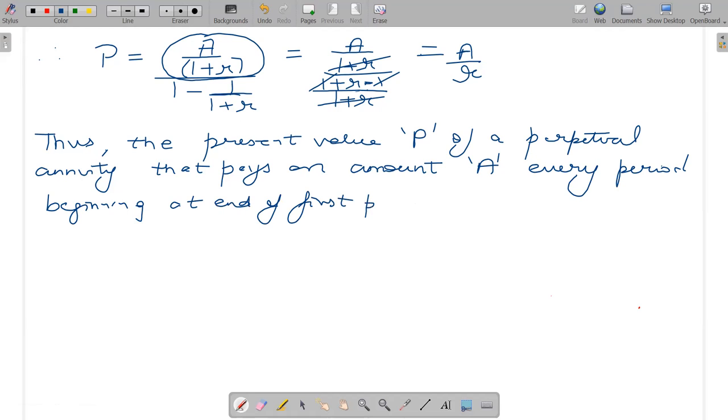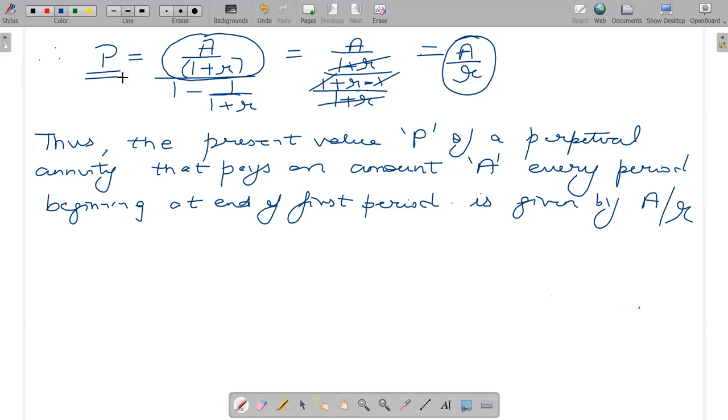That means, guys, you start receiving the annuity amount at the end of the first period, is given by A by R. So this is the present value of a perpetual annuity, which is going to pay you a fixed annuity amount A at the end of the first period, and R denotes the rate of interest between the two periods. Okay, so I hope all students have understood this.